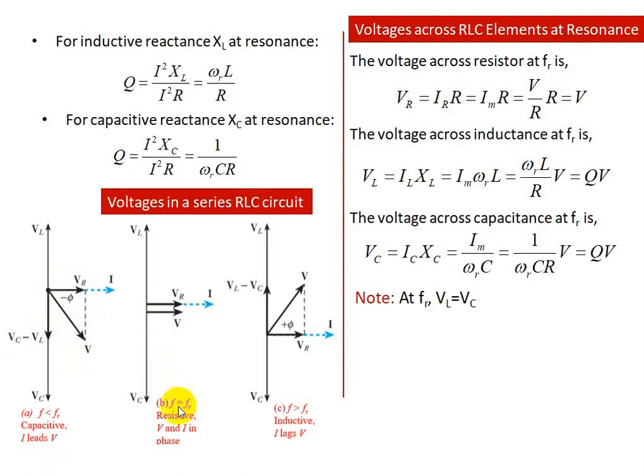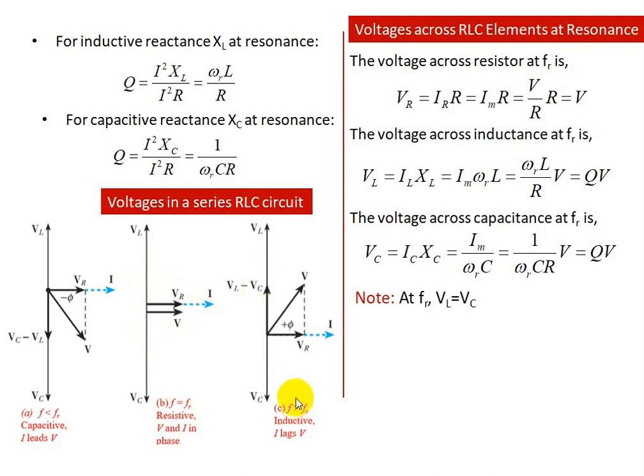Coming to the next case, when f is equal to fR, that is at resonant frequency, the circuit behaves like a resistive circuit. Voltage and current are in phase. Therefore, the voltage across capacitance and the voltage across inductance will be equal in magnitude and they cancel each other. So the voltage across resistance is VR, which will be equal to the supply voltage.